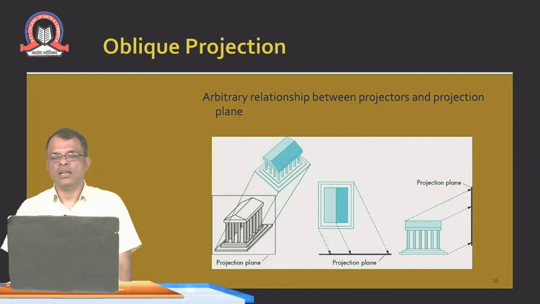There is an arbitrary relationship between projectors and the projection plane. Basically we use the plane, that is our paper, and draw the lines at a particular angle, using the three views. You should have the top view and side view, then draw the lines using those views, and then you can draw the actual shapes.